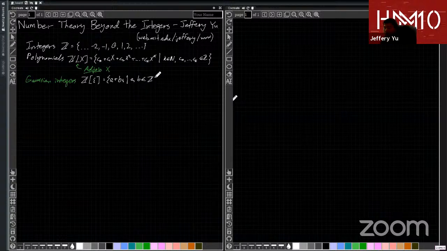Right? The idea is because i squared is -1, then you can separate out the even and odd degree terms based on real and imaginary parts, which will all contain integers. So that's why a and b are integers here.